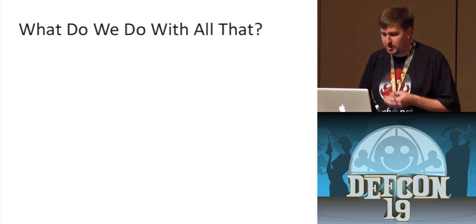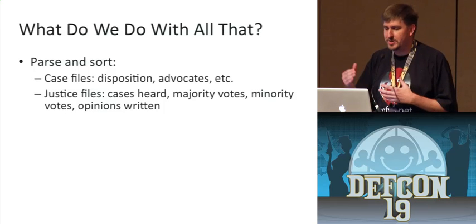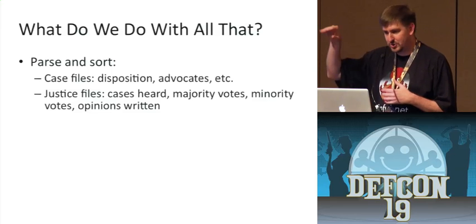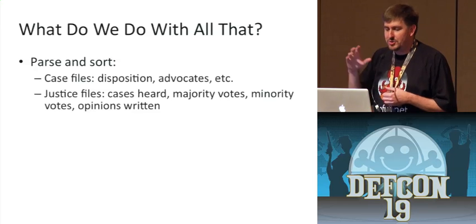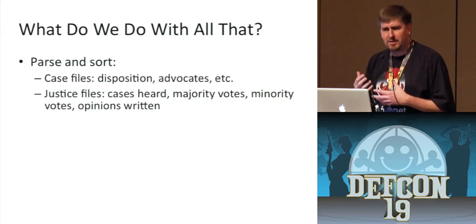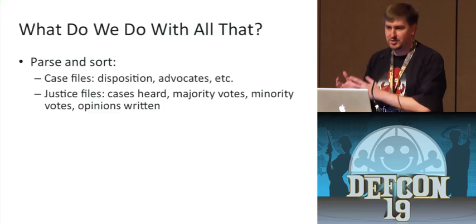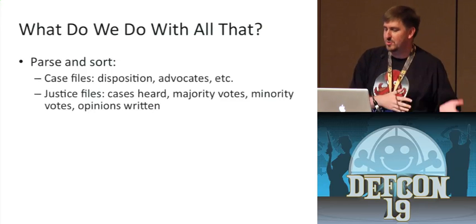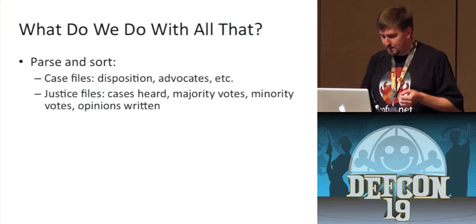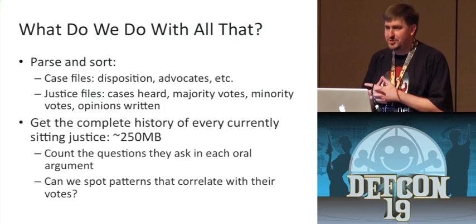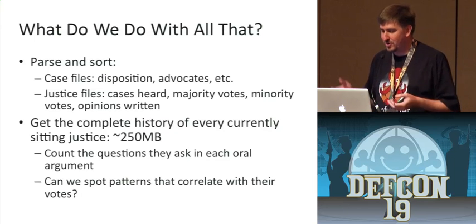So what we're going to do with that is parse it and sort it. What I did was, for each case, I recorded the disposition, who the advocates were, and the facts that I could get out of there that were easy facts. And then for each justice, I made a file that contained the cases they've heard, the cases they voted with the majority, the cases they voted with the minority, cases where they've written an opinion, et cetera, et cetera. That was all good fun. And so I just said, well, screw it, let's just get all of it. Let's get the complete record for every justice who's currently on the Supreme Court. It turns out that's about 250 megs of data, which is not that much these days.